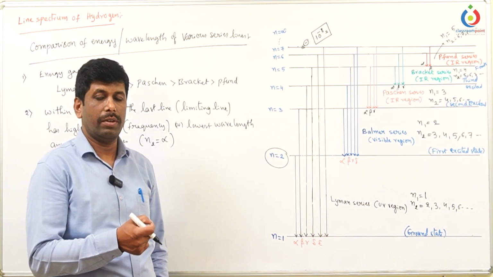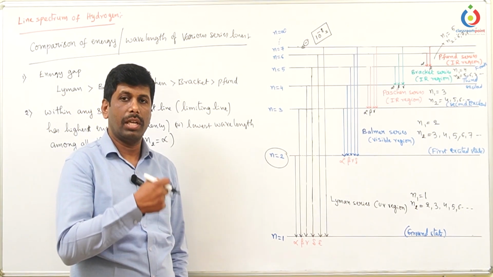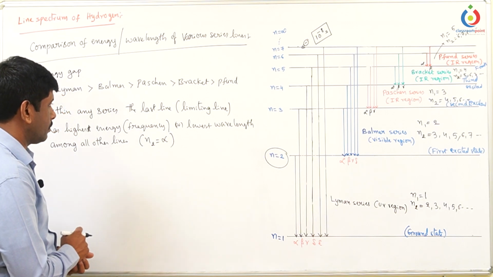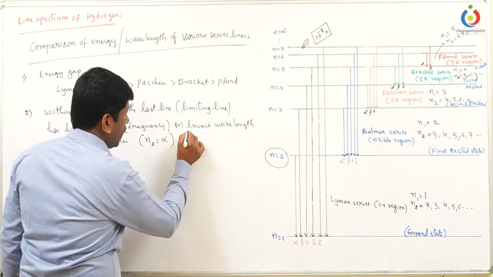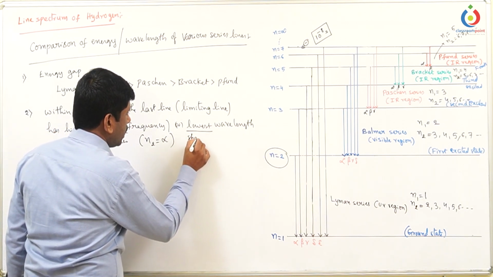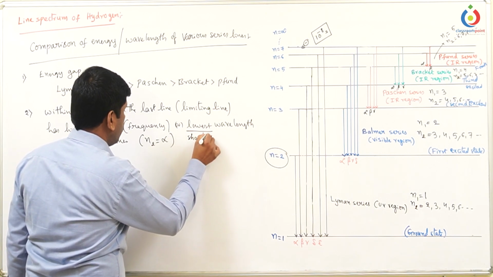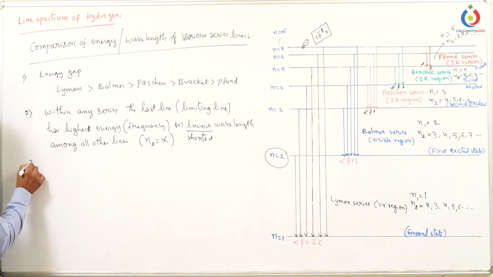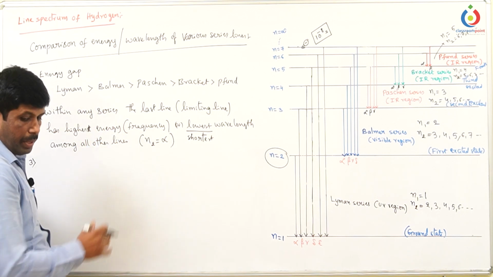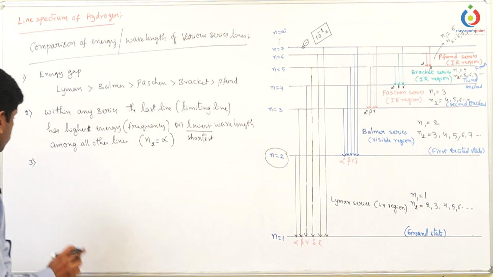Higher energy means higher frequency. When frequency increases, wavelength automatically decreases. So lowest wavelength, or you can write this as the shortest wavelength. Then how to compare this one when it is there?